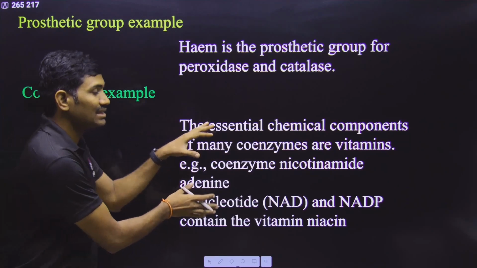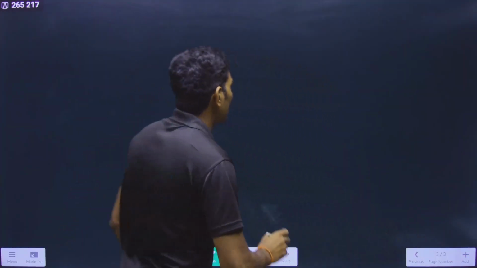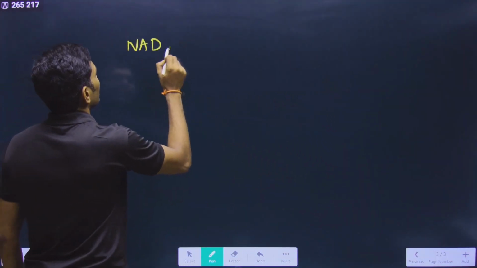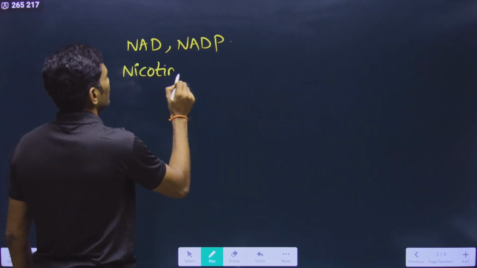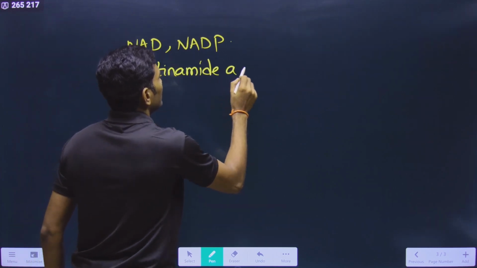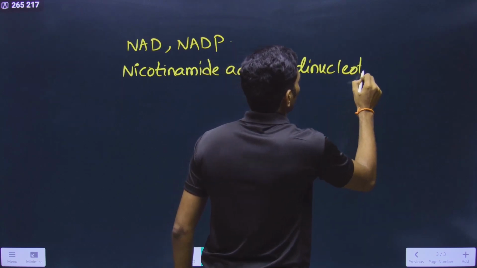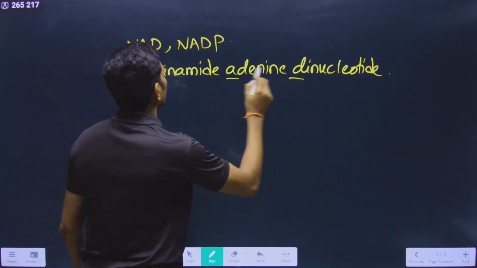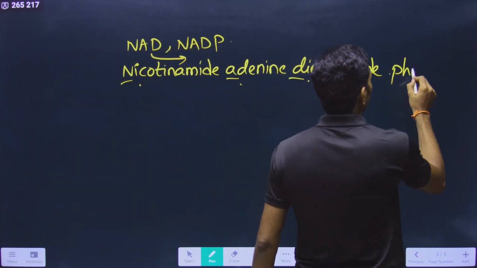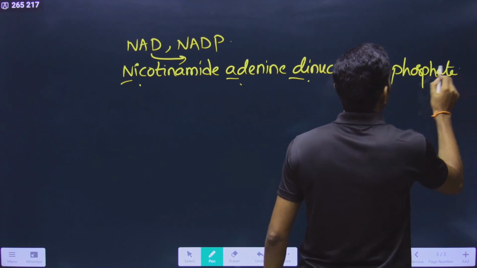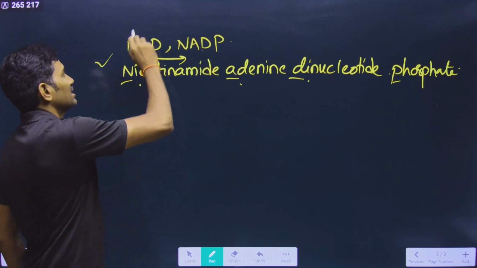Generally these coenzymes are produced from vitamins. In the NCERT, they talk about NAD and NADP. NAD is nicotinamide adenine dinucleotide. NADP is nicotinamide adenine dinucleotide phosphate. In this way, NAD and NADP are the two examples given in NCERT. These are considered coenzymes.